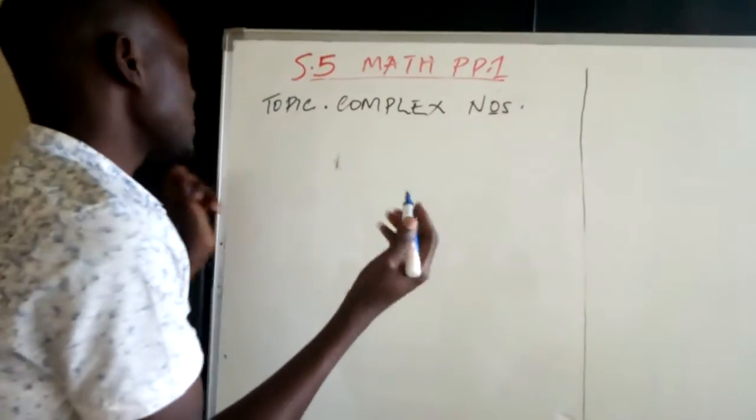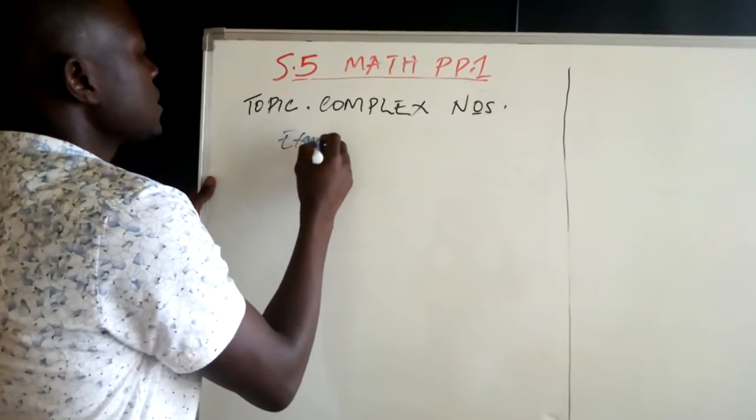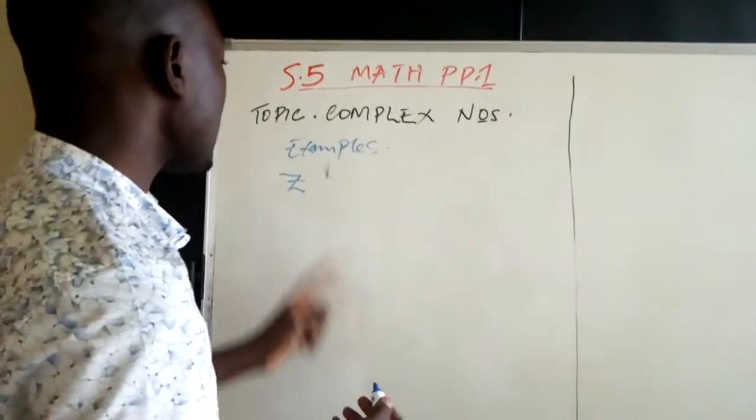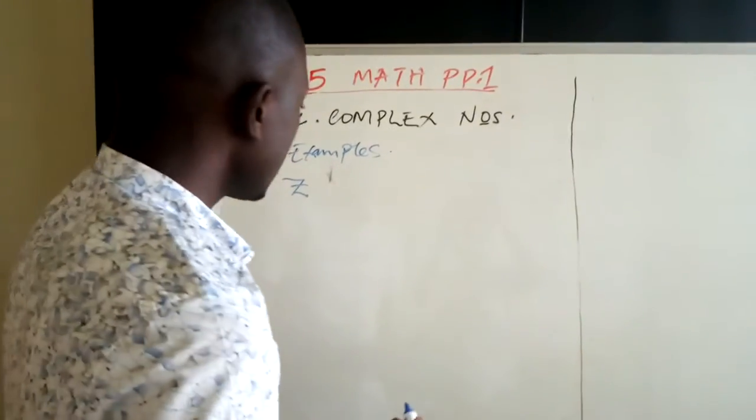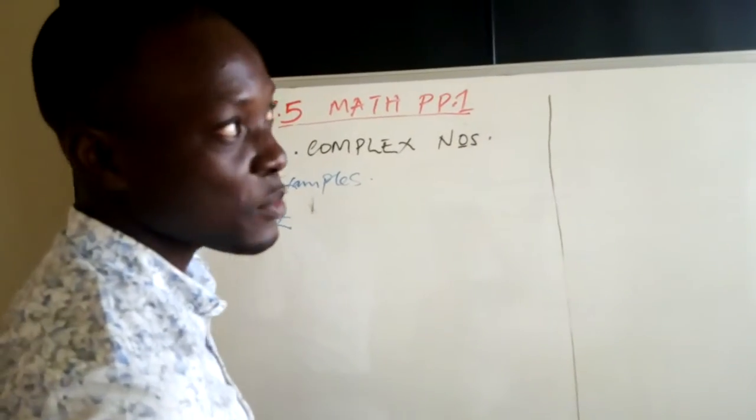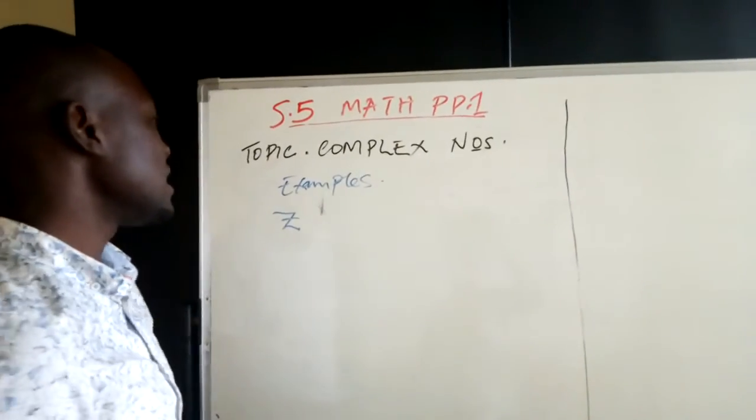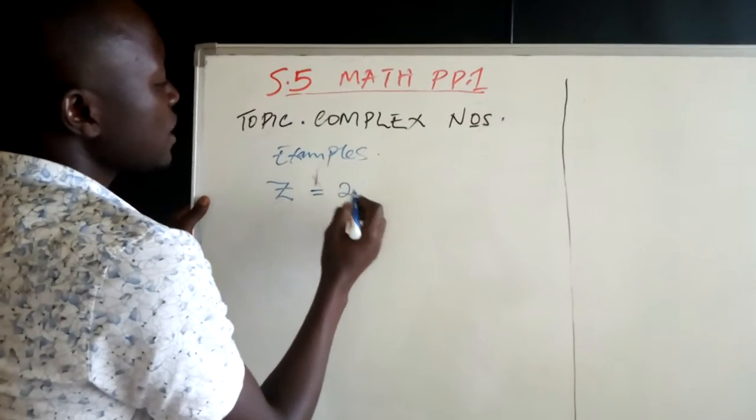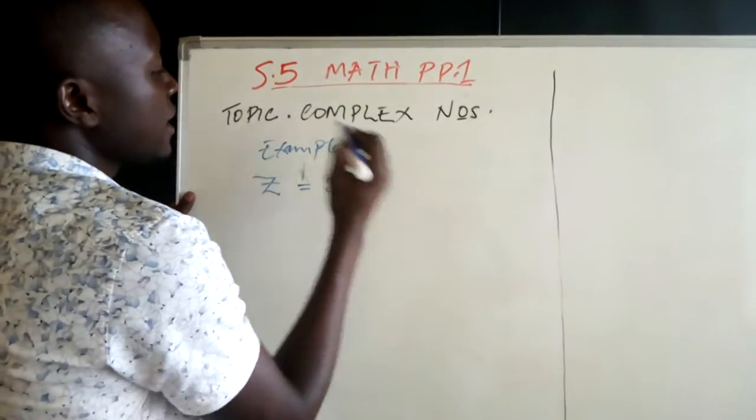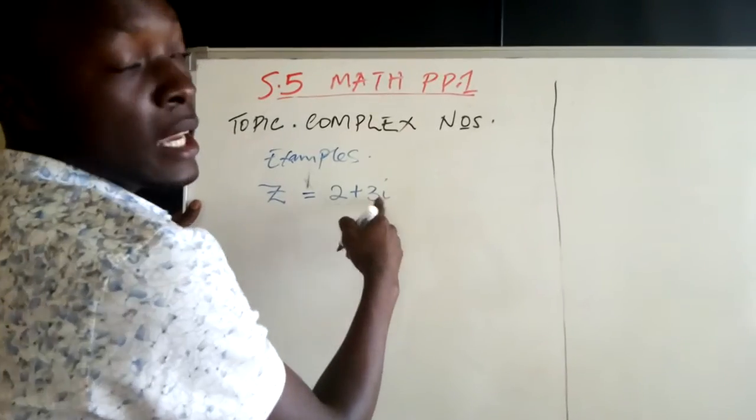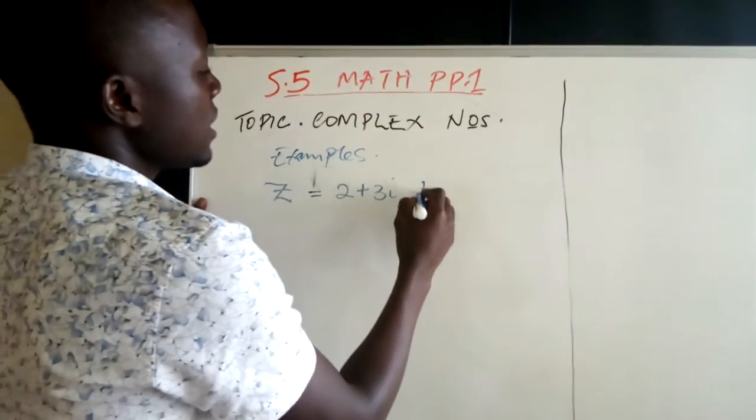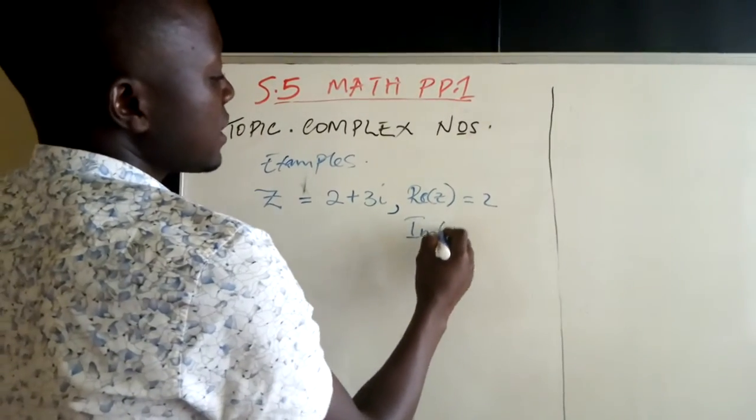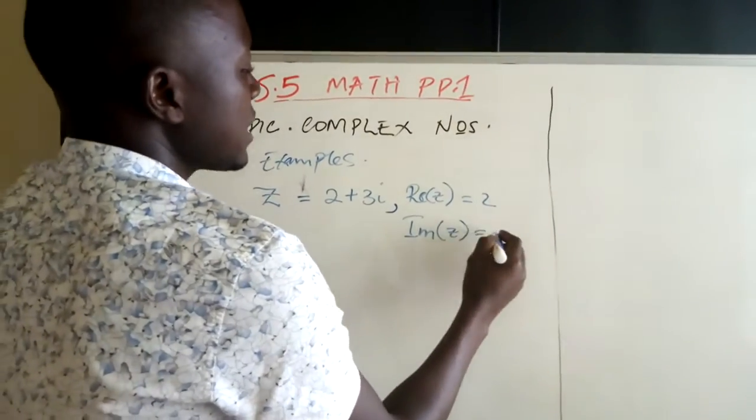You can think of a complex number. We always denote complex numbers with z or w. So we can have a complex number which is say 2 plus 3i, where 2 and 3 are real numbers, and with this one, the real part of the complex number z is 2, and the imaginary part of the complex number z that we are looking at is 3.